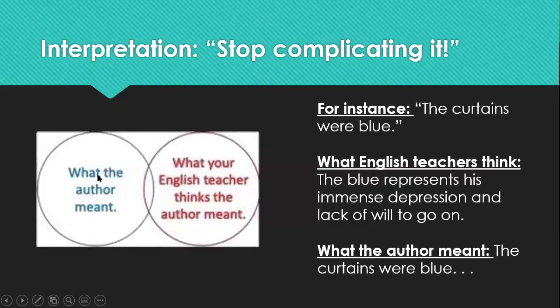Another example would be like this Venn diagram: what the author meant, what your English teacher thinks the author meant, and here's the overlap. It says the curtains were blue. English teachers say, well, the blue represents immense depression and a lack of will to go on. But the author just meant the curtains were blue. Stop complicating it. And sometimes it's true.